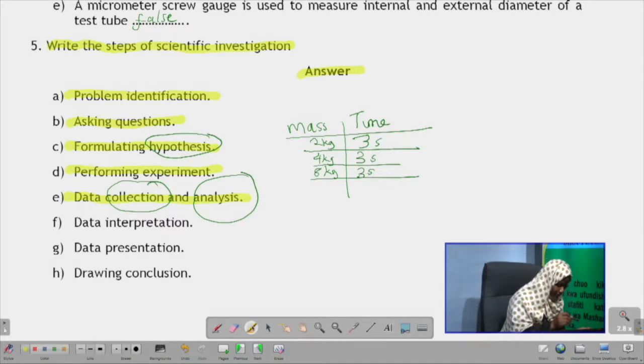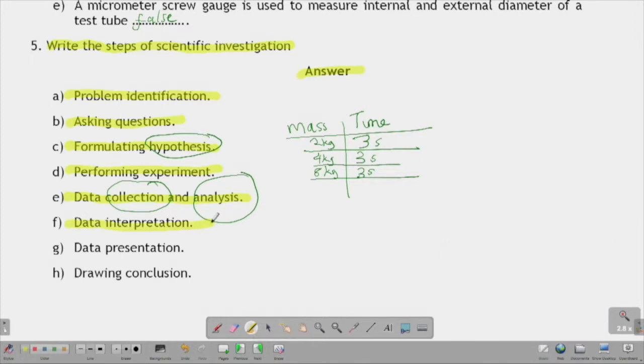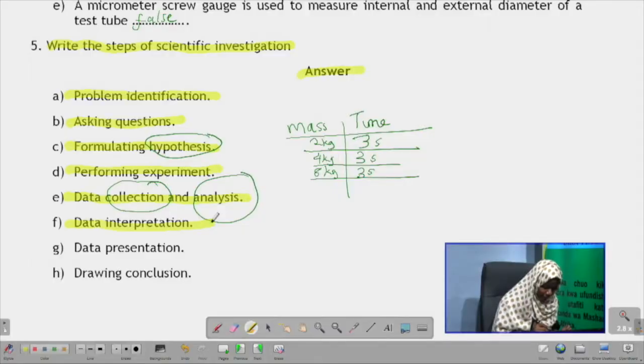And then our sixth step now is going to be data interpretation. We have already tabulated our information. Now we want to interpret our data. To interpret means to comprehend, like to understand, what does our data tell us, right? So from the table here, this is our table, we can see that we have changed the mass, but the time remained constant, right? So we can know from here that if we change the mass, the time period of the bulb still remains constant, that is 3.